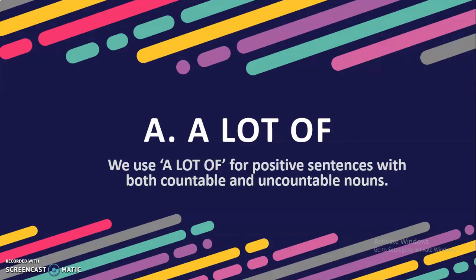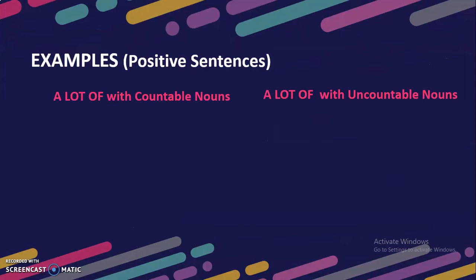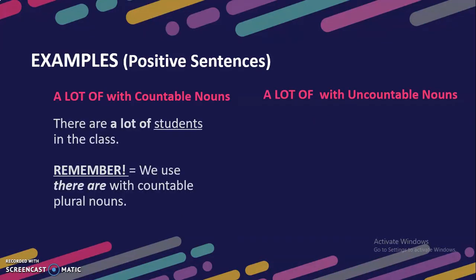We use a lot of for positive sentences only, with both countable and uncountable nouns. Let us see some examples. First, a lot of with countable nouns. There are a lot of students in the class. So don't forget, we always use there are with countable plural nouns.